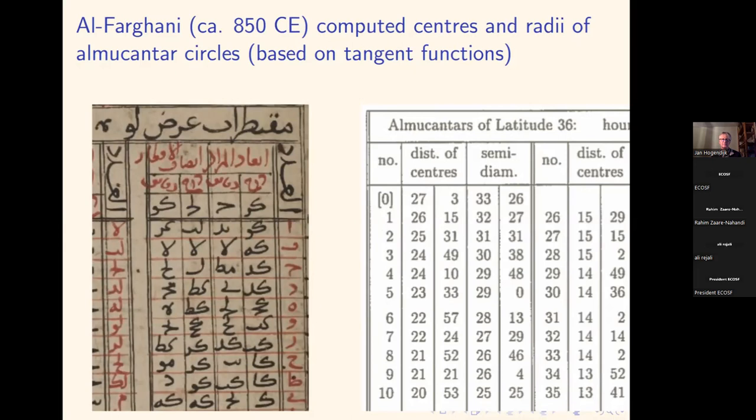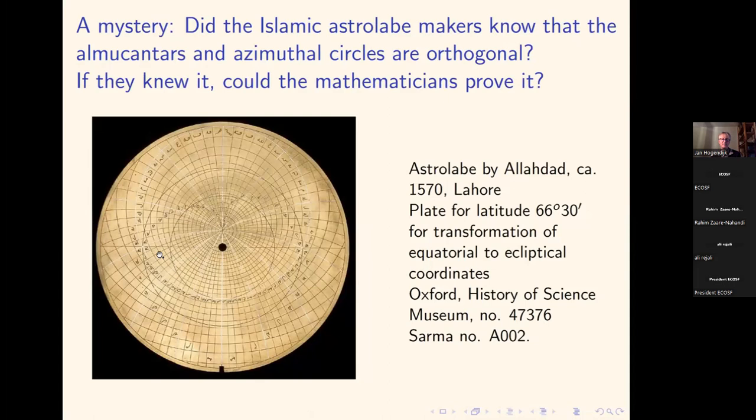But then one mystery remains. I have always been talking about the orthogonal circles. And the question is, did the Islamic astrolabe makers know that the Al-Mukantars and azimuthal circles are orthogonal? Now, if you look at a plate like this, which was also made by Al-Haddad, you see that the azimuthal circles, which are here, are very much orthogonal to the Al-Mukantar circles, which are like that. So the answer would be yes.